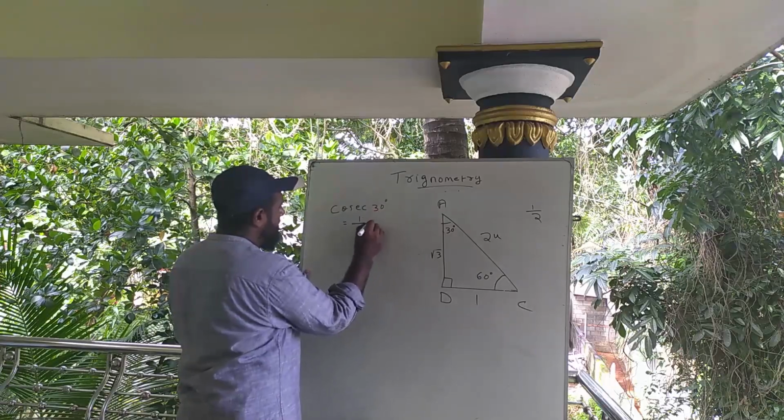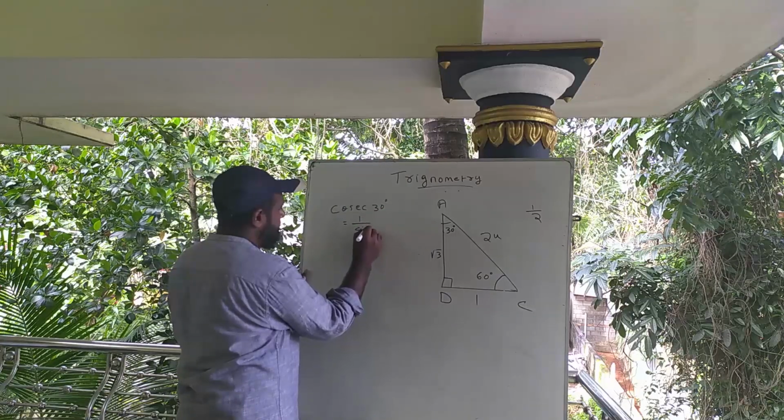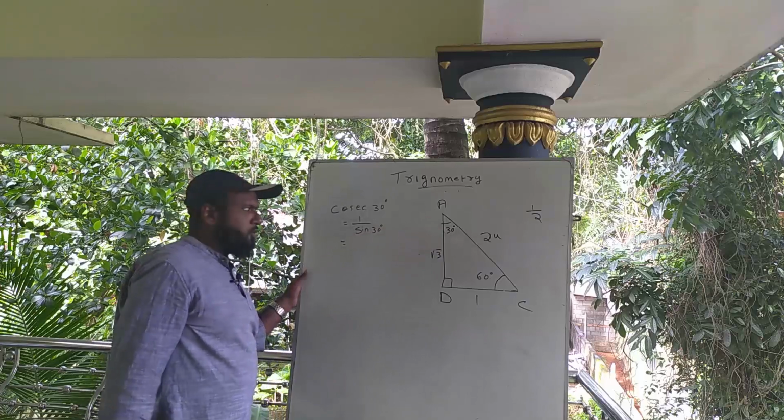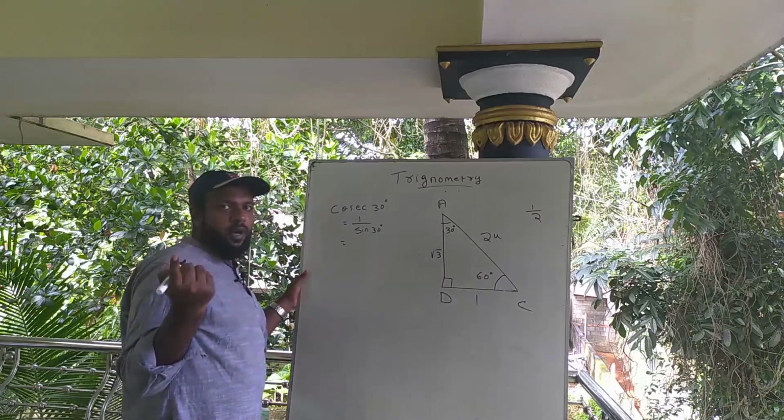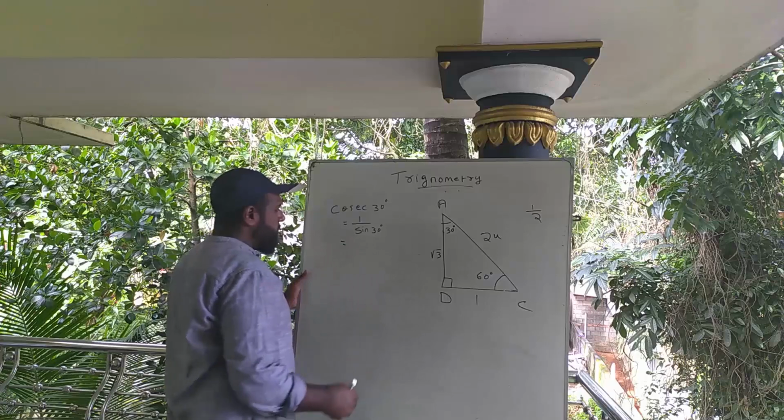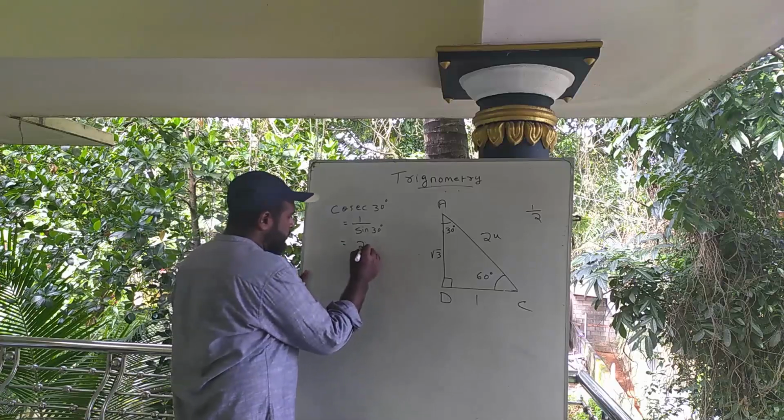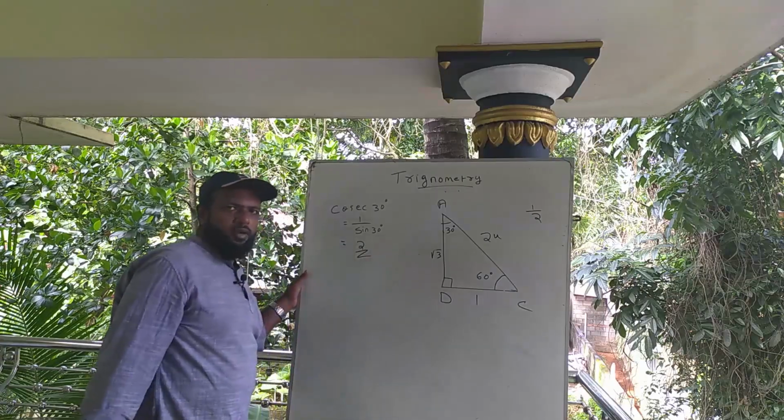Equal to 1 by sin 30. What is sin 30? 1 by 2. What is the reciprocal of 1 by 2? The reciprocal of 1 by 2 equal to 2. So cosec 30 equal to 2.